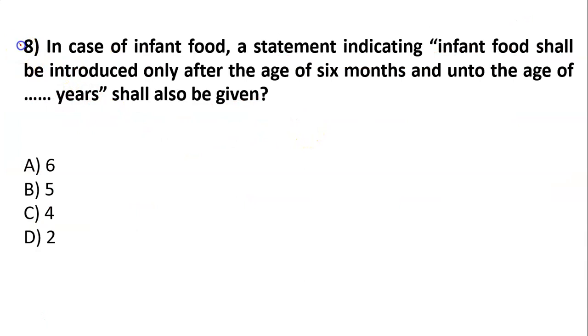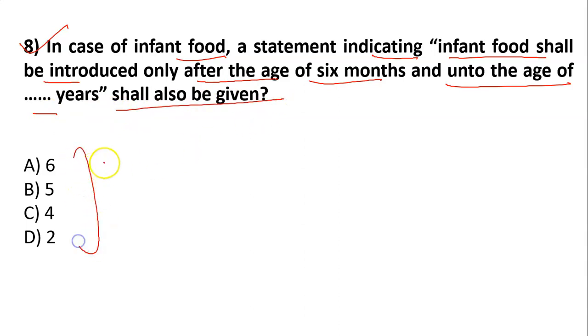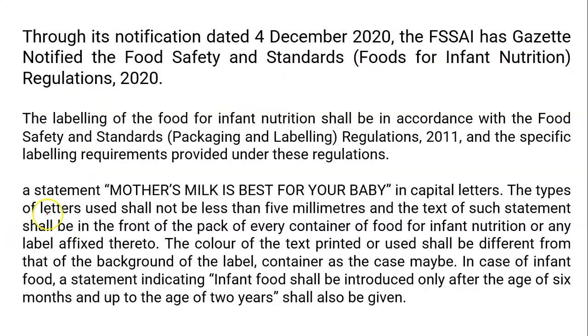Right. Now the 8th question: in case of infant food, a statement indicating infant food shall be introduced only after the age of 6 months and up to the age of a certain year shall also be given. You have to identify up to which year this statement for infant food will apply. Your options are 6 years, 5 years, 4 years or 2 years. So friends, first of all this answer will be 2, and I will explain how it comes.